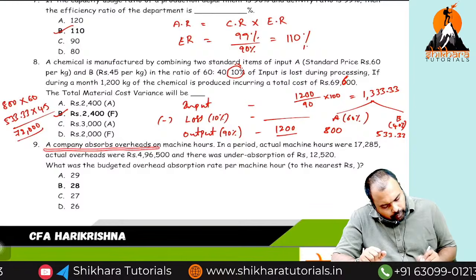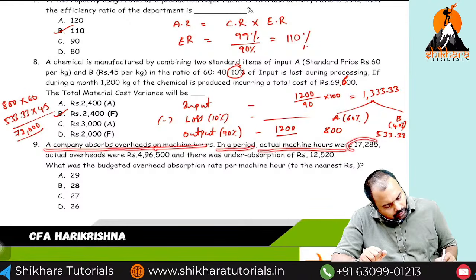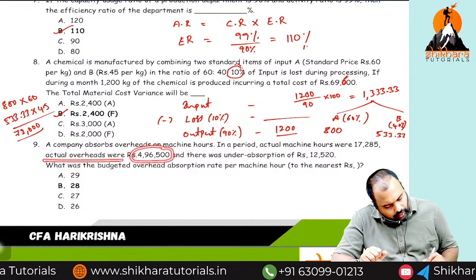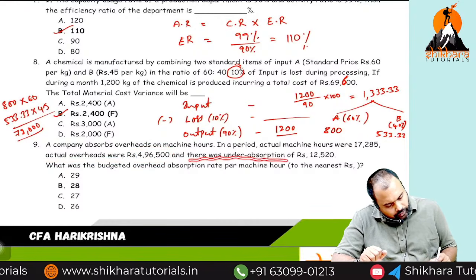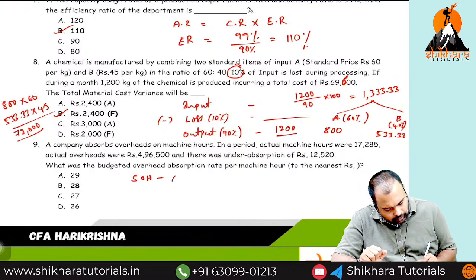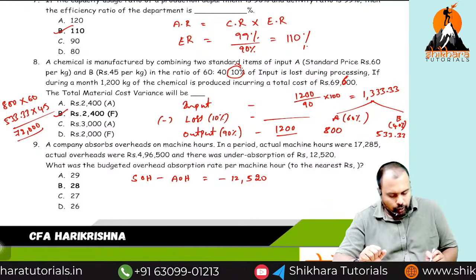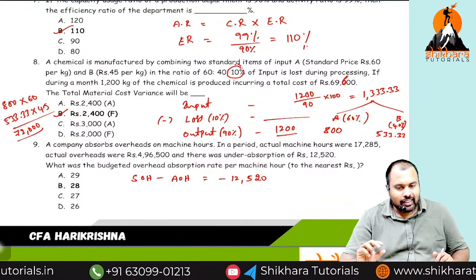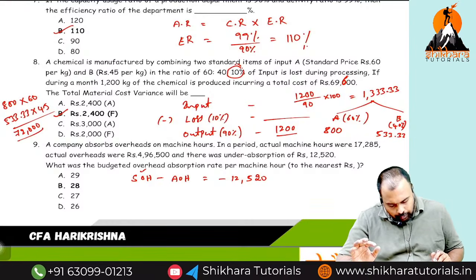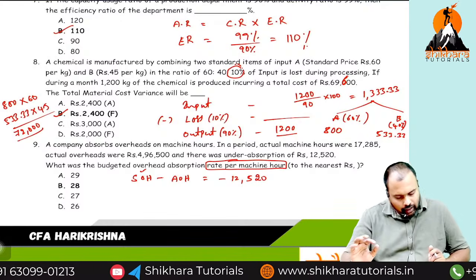A company absorbs overheads on machineries. In a period, actual machineries were 17,285. Actual overhead were 4,96,500. And there was an under absorption of 12,250. Sir, under absorption is always SOH minus AOH, which is minus 12,250, because we under absorbed. Under absorbed in the sense we have taken less in cost sheet. This is the one which we have taken in cost sheet, and AOH is greater, so it has to be minus. What was the budgeted overhead absorption rate per machinery? They're asking us what is the rate per machinery.